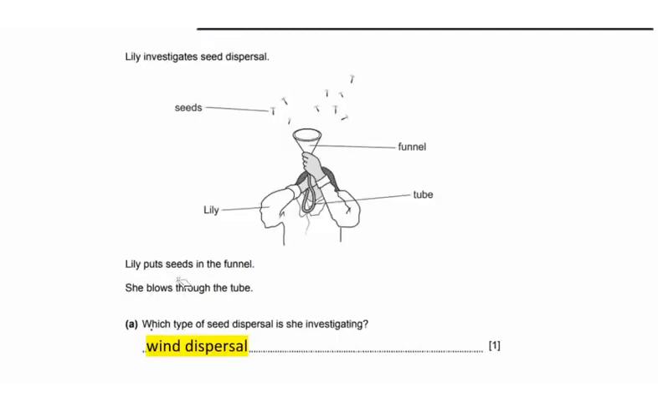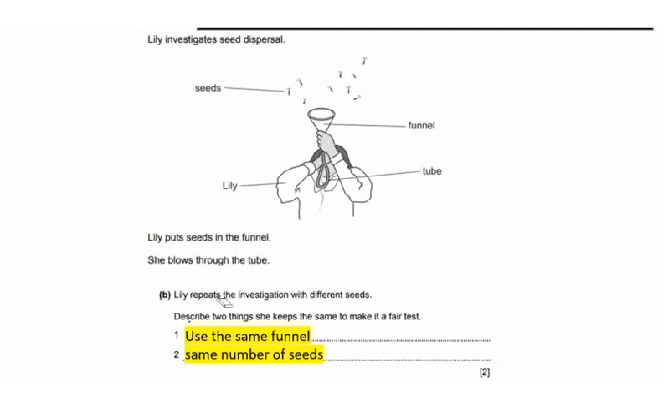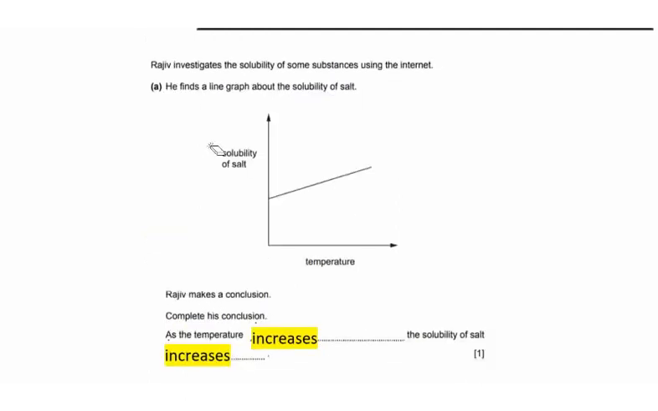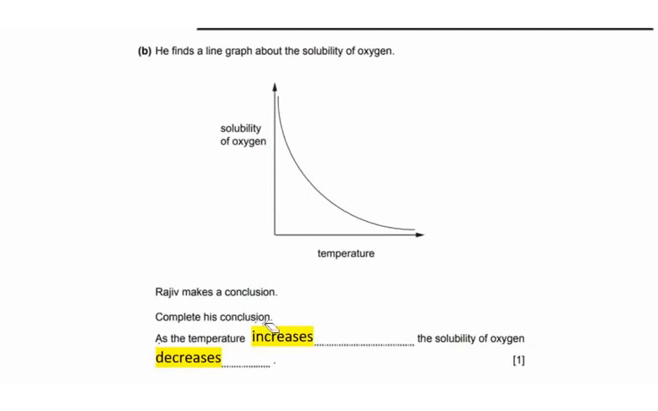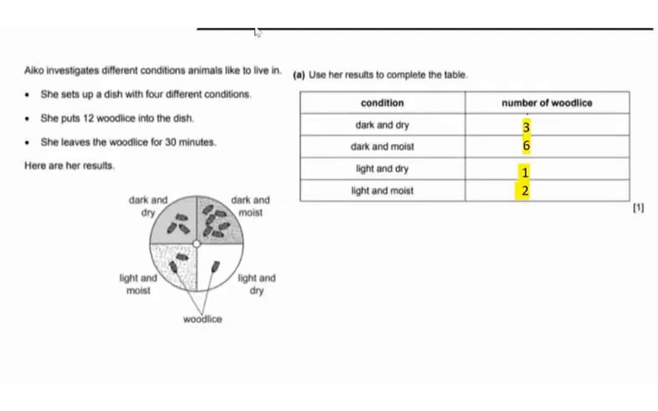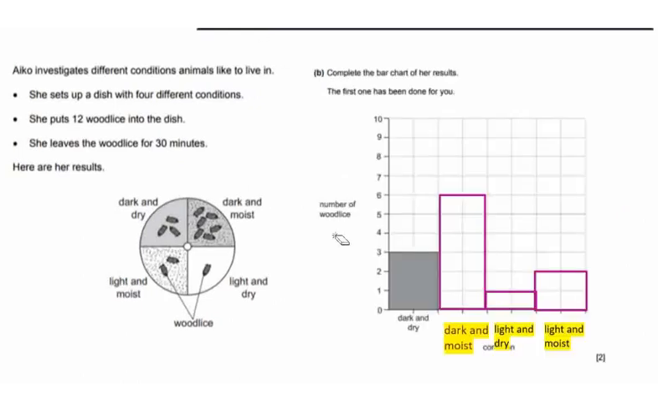This is the mark scheme for 3A. This is the mark scheme for 3B. This is the mark scheme for 4A. And this is the mark scheme for 4B. This is the mark scheme for 5A. And this is the mark scheme for 5B.